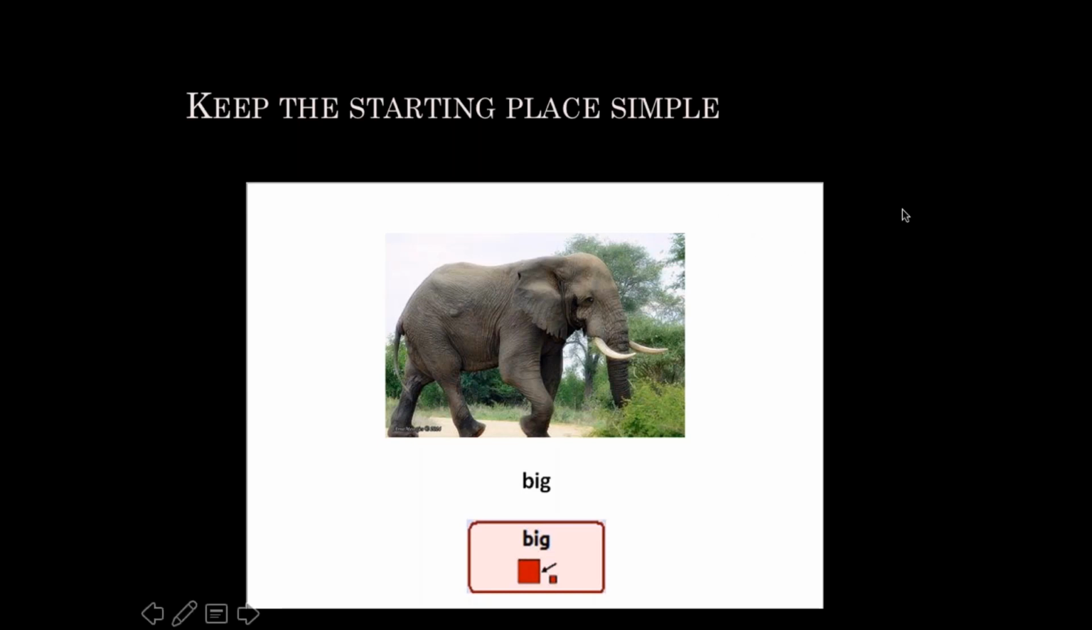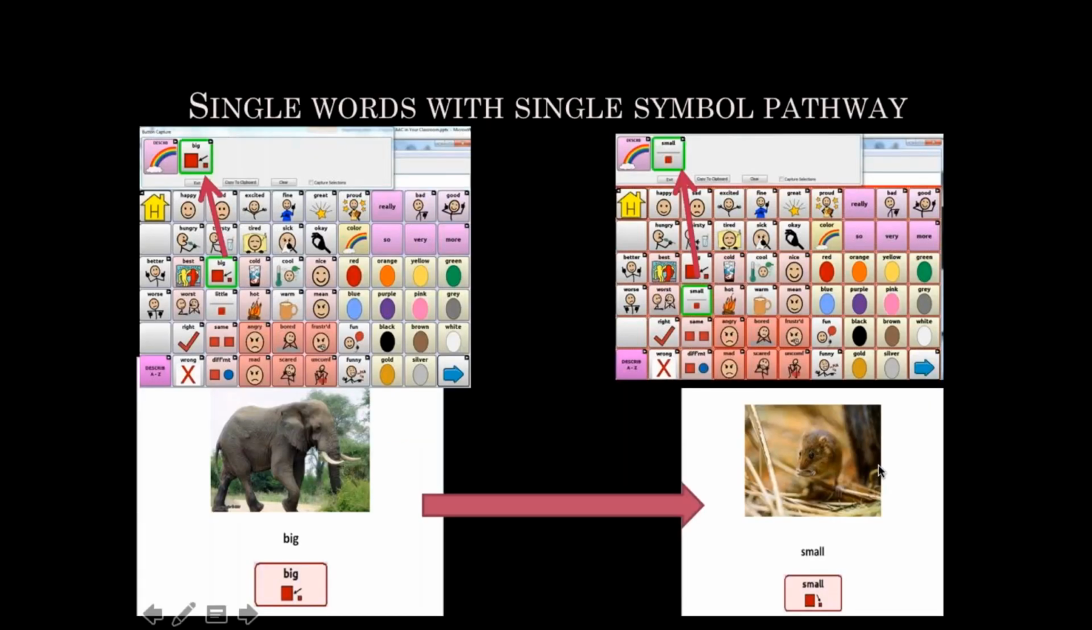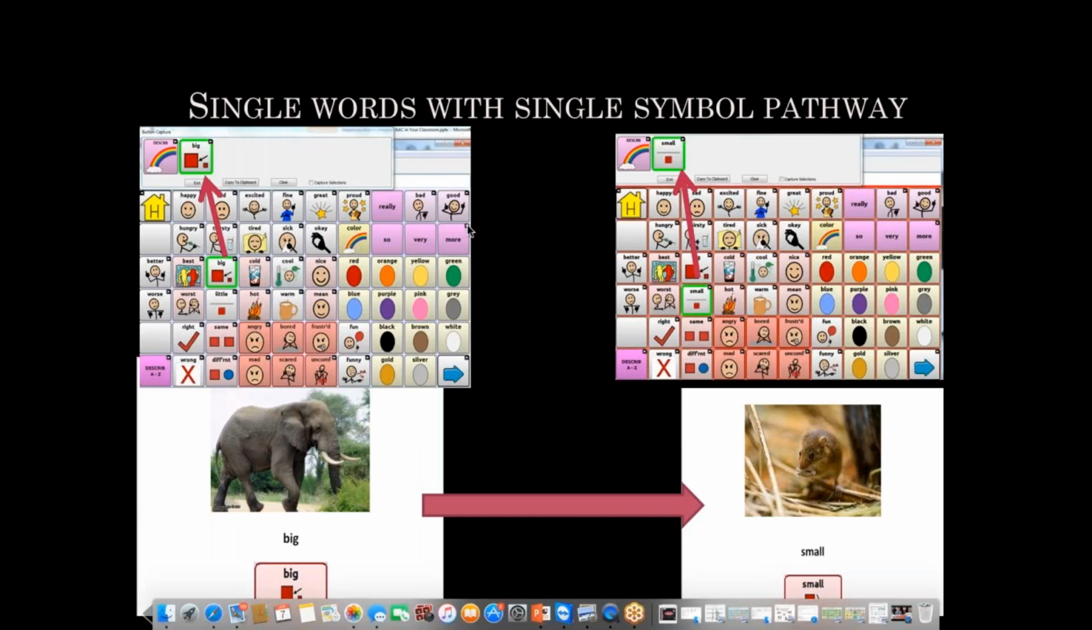So this is one of the books that she had. It was like an opposites book, and that's in one of your handouts. So you can see here that once you learn where adjectives are, so if you go to describe, the word big comes up, and then you go to describe, and the word small comes up. So all of a sudden, you start to get a pattern.